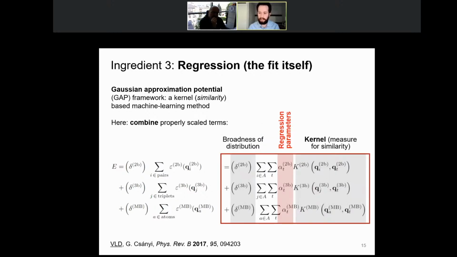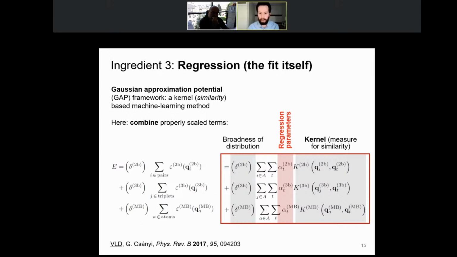Here's the expression for the energy, where we have, again, these kernel functions that I just talked about. The regression parameters are what I determine when I make the fit, and then once I have those, I can evaluate the energy and also the forces for any new configuration that I might be looking at.